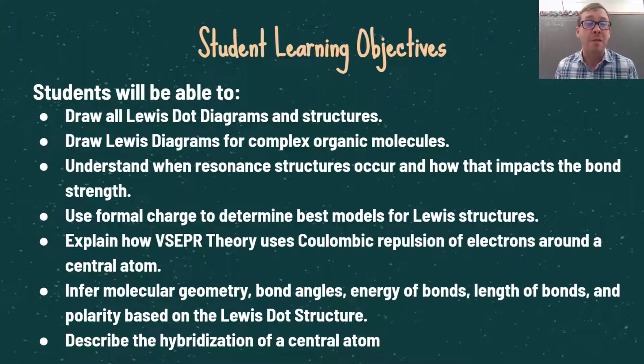So hopefully by the end of this video, you're going to be able to draw all Lewis dot structures and diagrams. You should be able to draw Lewis diagrams for complex organic molecules, understand when resonance structures occur and how that impacts bond strength and length, use formal charge, determine how VSEPR theory uses Coulombic repulsion of electrons around a central atom, infer about molecular geometry, bond angles, energy of bonds, length of bonds, polarity based on Lewis dot structure, and describe the hybridization of the central atom. So again, if you've taken chemistry classes before, this should all look very familiar to you. However, we're going to dive into a little bit more detail than probably what we've seen in previous chemistry classes.